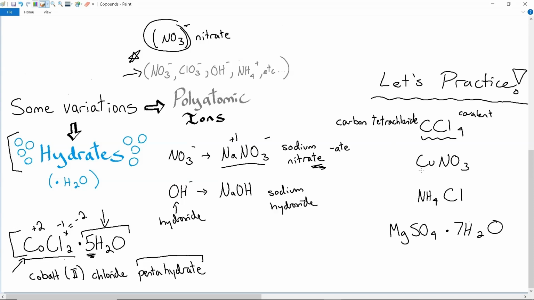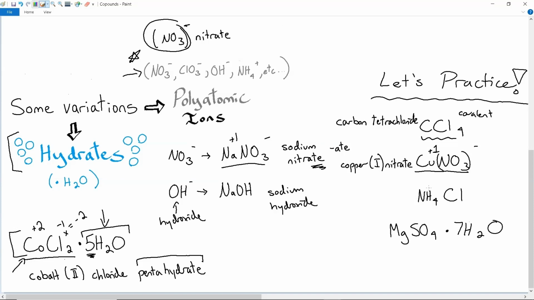Okay, moving on. Here we have copper, which is a metal, and nitrate, which is a polyatomic ion with a charge of -1. So what that means is that copper needs to have a charge of +1. What I also know, based on the periodic table, is that copper is a transition metal and it's multivalent. So I need to specify its charge. I'm going to write copper(I) nitrate.